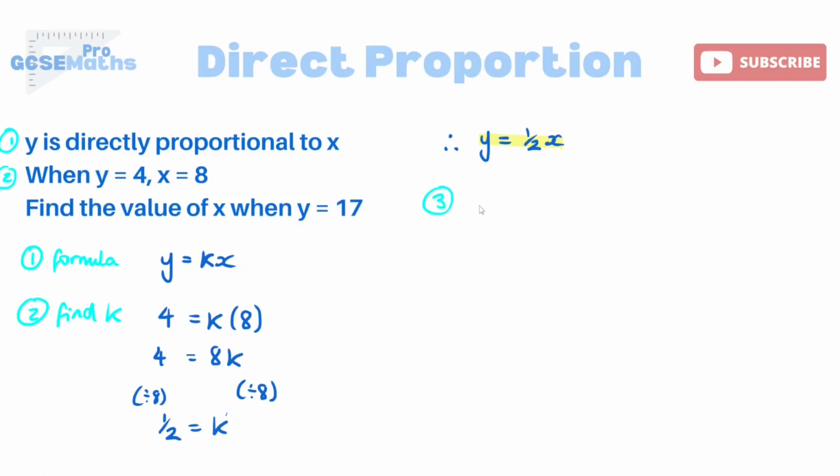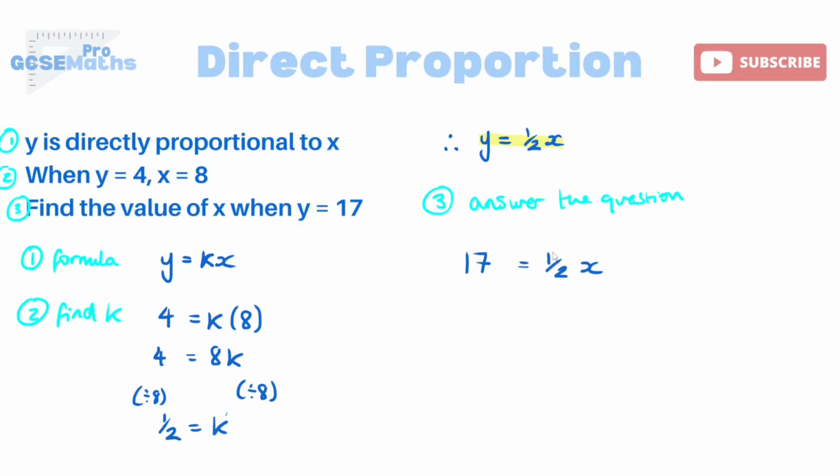So step 3, answer the actual question. As you can see, that's our third sentence here. Find the value of x when y is 17. Okay, we're back to substituting. I'm going to use this formula. I know that y is 17, so instead of y, I'm putting 17 equals a half x. And now I just need to solve this equation.